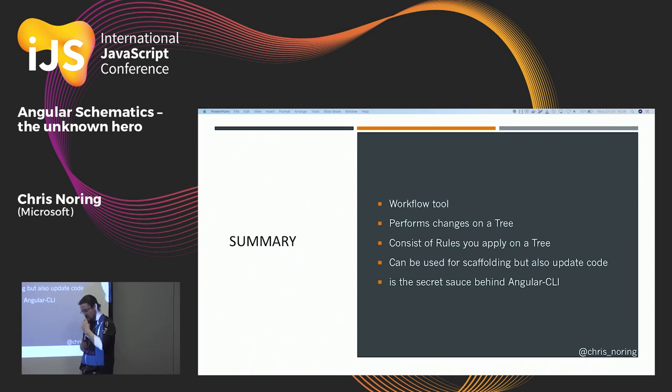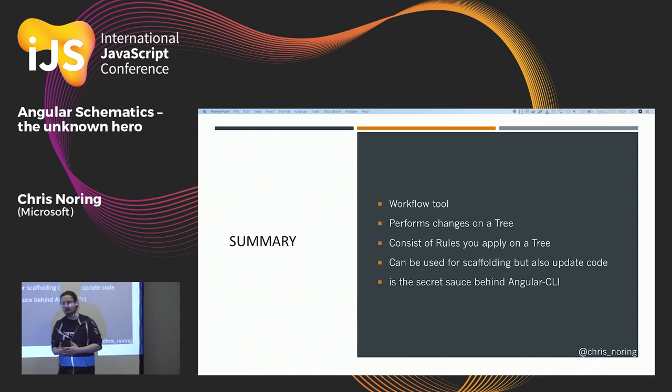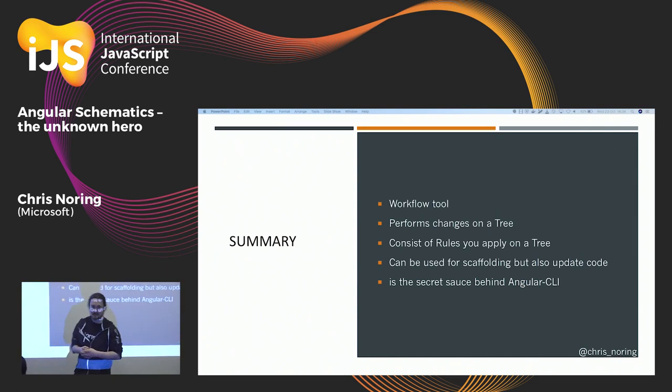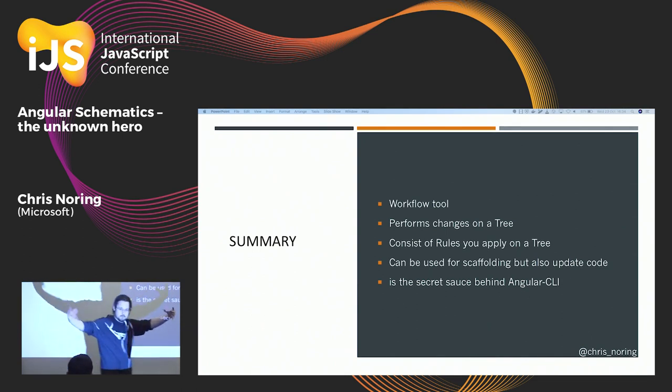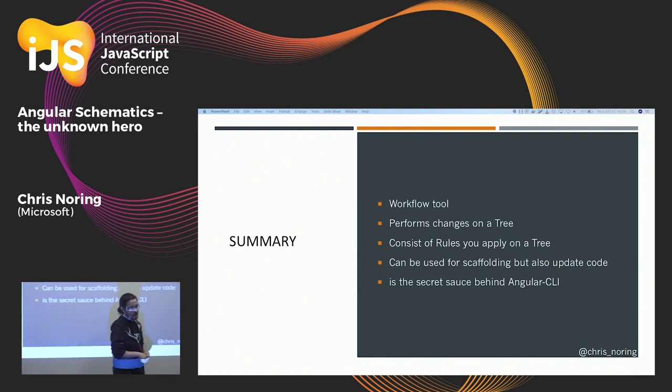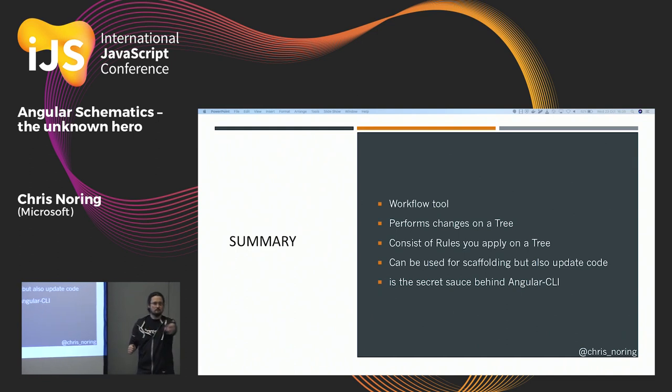So far, I've only been showing you one rule in one file, but imagine that you have a more complicated schematic. You'd be writing those rules inside of other files, and you would just import that into the entry point file. That's how you would scale things up. Because I don't think you want one massive file with 10 rules in it. Or maybe you do. I'm not judging.